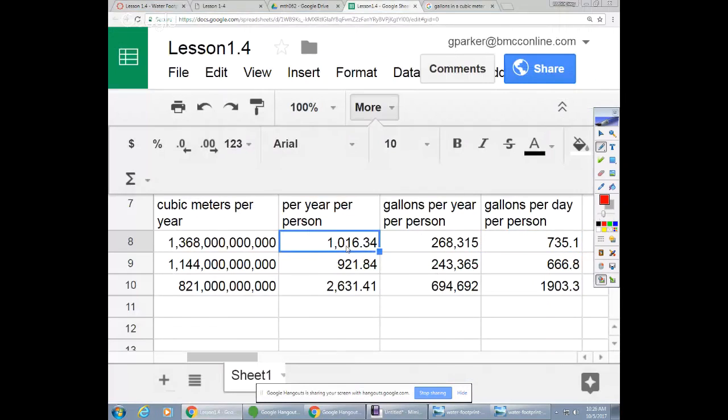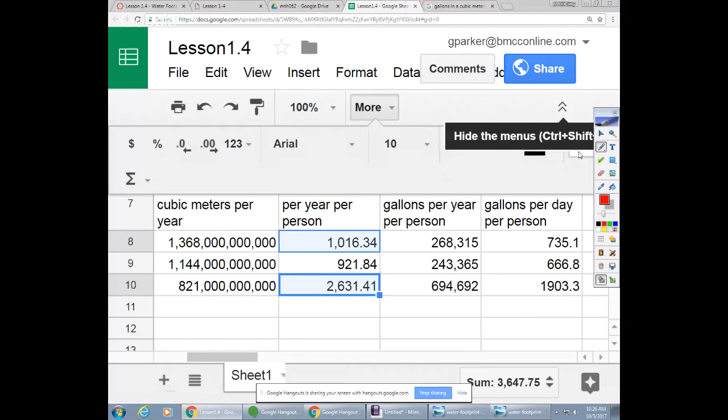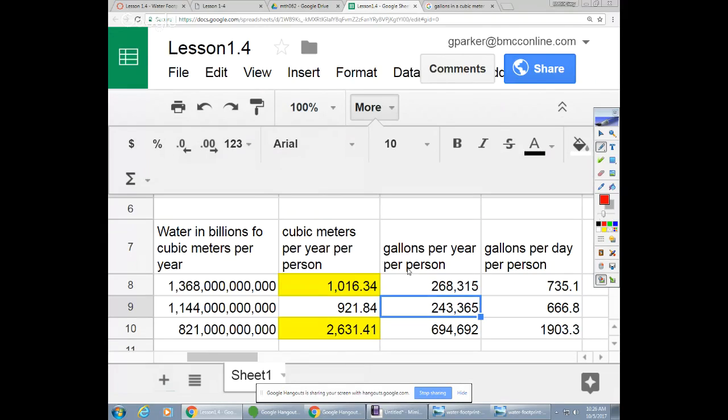Let's see, third column here. So we want to compare that number right there to that number right there. So that's the cubic meters per person per year is what those numbers are. Let's highlight those. Scroll so we can read them better.